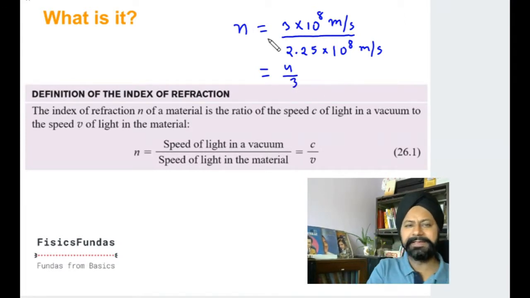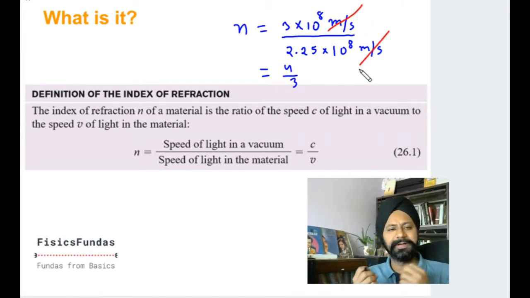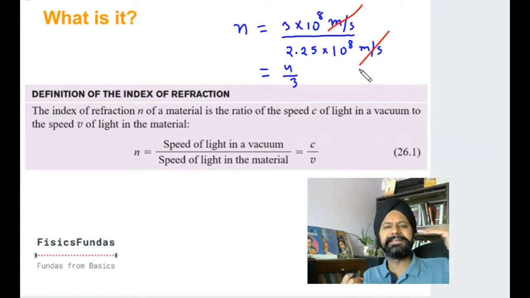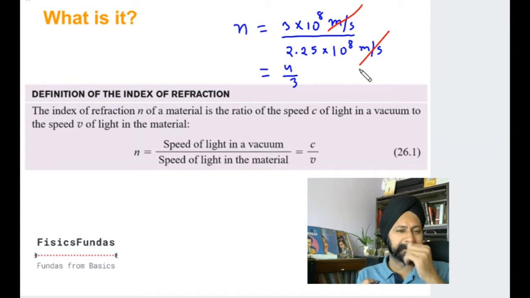What is the unit? There is no unit, because look at the units, meter per second, they cross out. So refractive index as such has no unit. It is a pure number. It's more like relative density, where you compare the density of something with the density of water. So the units cross out. Same thing here, so there is no unit at all. Let's practice more on this.